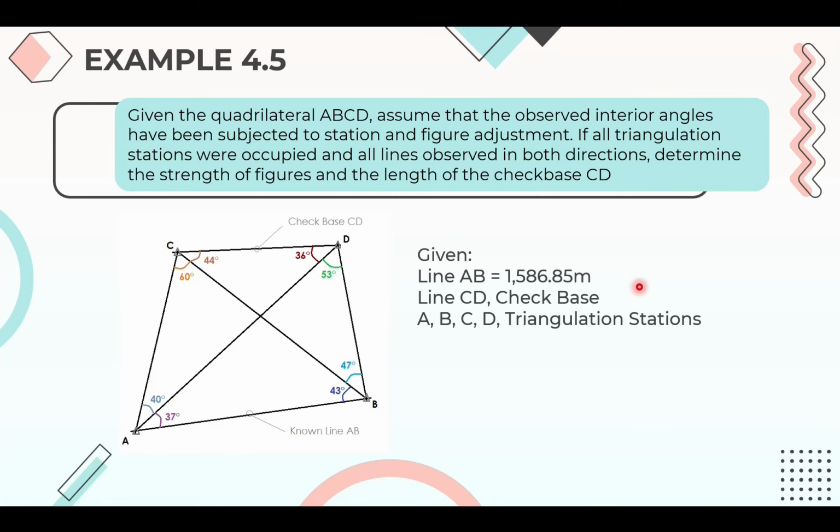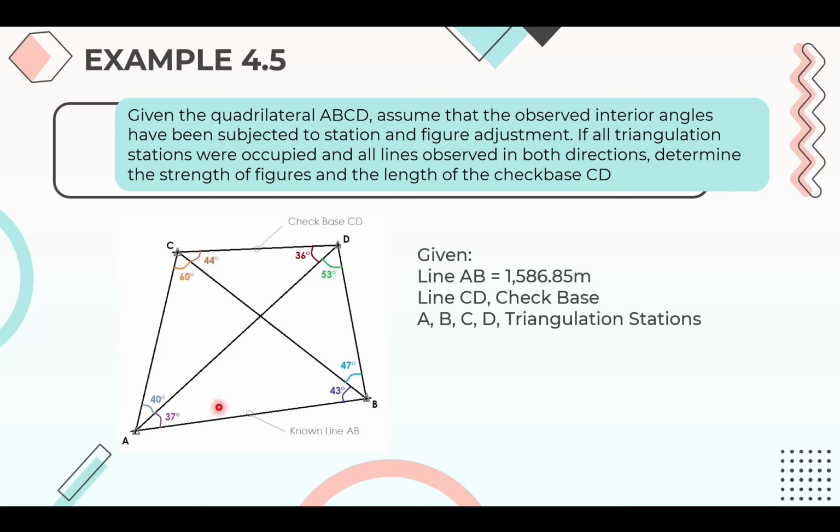So we have here our problem. Given the quadrilateral ABCD, assume that the observed interior angles have been subjected to station and figure adjustment. Okay, so it has been adjusted. If all triangulation stations were occupied and all lines observed in both directions, determine the strength of figures and the length of the check base CD. So don't mind this part of the question yet. Let's focus on finding the strength of figures first.